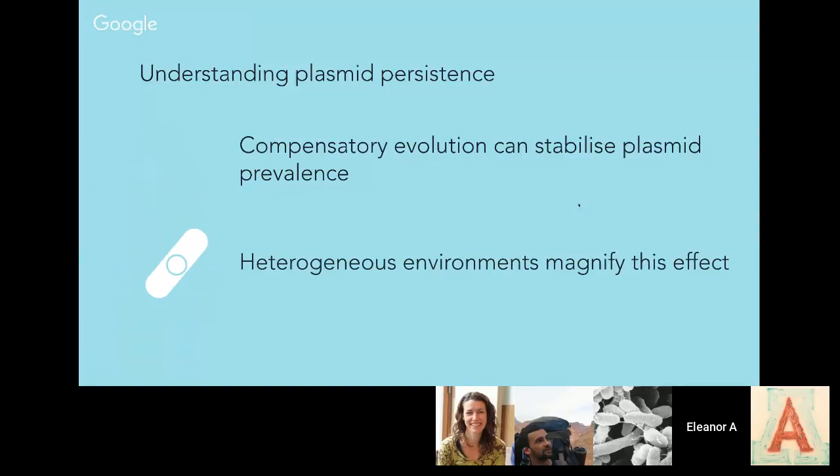So, in short then, compensatory evolution is one way of stabilizing plasmid prevalence. And this will depend on a kind of race between these different competing processes. But if we consider heterogeneous environments, we can understand, I think, much better why we see plasmids, which appear to be very costly, being ubiquitous across environments. Because if you have a subset of that environment being a place where the plasmid is beneficial, it can set the pace of compensatory evolution across environments more generally.